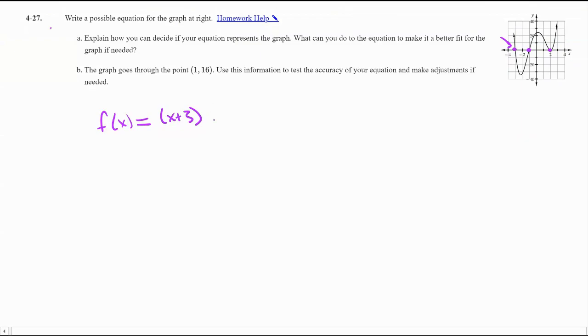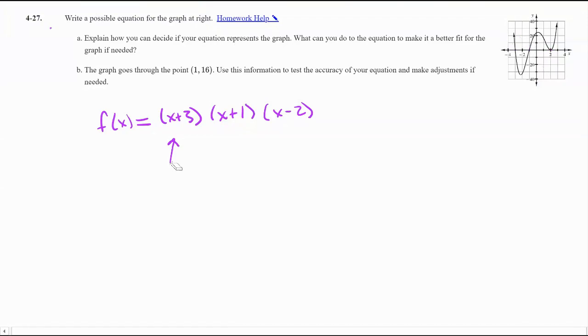The next part, I have it crossing at -1, so I have x plus 1, and then it's crossing at +2, so I have x minus 2. And the reason I switched the signs on these is because we're saying that if I plugged in these values, like -3, it would make the whole equation equal to 0. And that's why it crosses the x-axis, because the y value is 0.